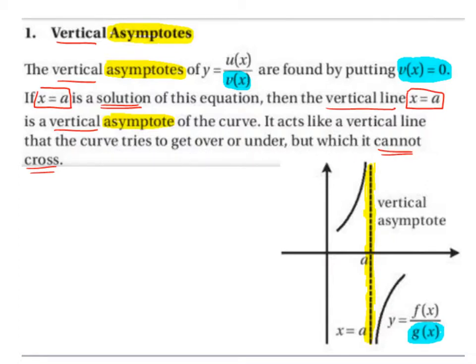So for example, here's our x-axis, here's our y-axis. We see this is one part of our curve and another part of our curve, y equals f of x over g of x. And this is the line x equals a, and this is a vertical asymptote. So the curve gets closer and closer to this line, but it never touches it. And likewise, the other half of the curve gets closer and closer to the line, but never touches it.